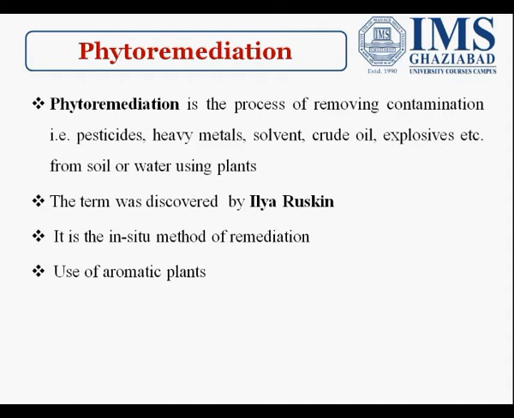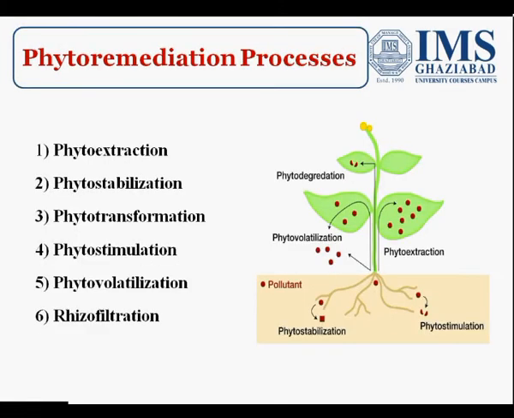Nowadays, the use of aromatic plants for phytoremediation is a new approach for removing heavy metals, because wild animals don't harm aromatic plants due to their essence, and simultaneously heavy metals don't enter into the food chain. Examples of aromatic plants are lemongrass and tulsi. So phytoremediation is a method for removing contaminants from the soil or the environment.